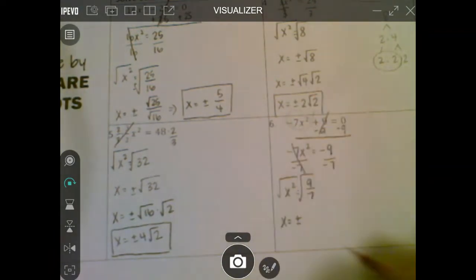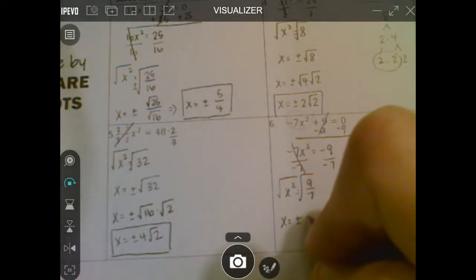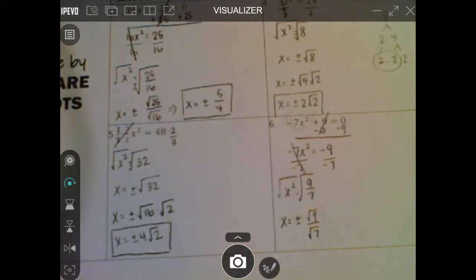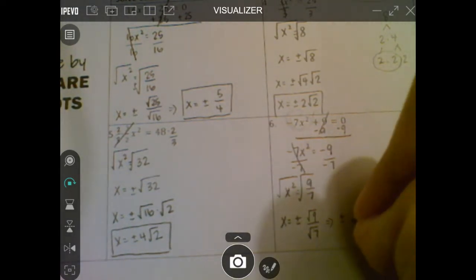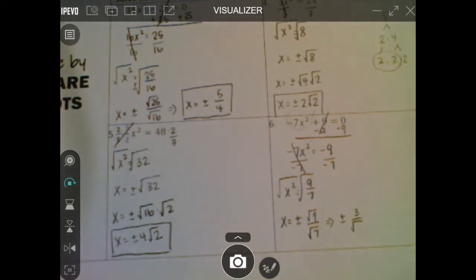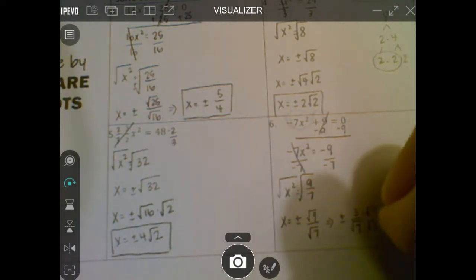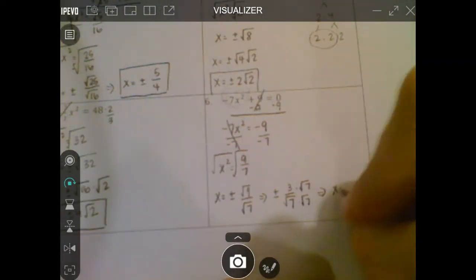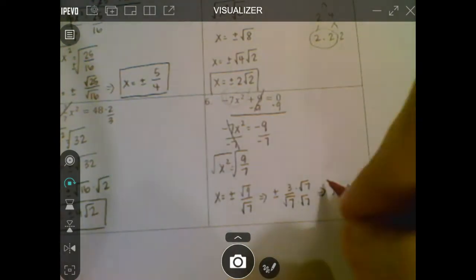This one is a little bit like example 3 when we had the square root here. What I can do is go ahead and split up the root into a square root of 9 over a square root of 7. Square root of 9 is just 3. I can't take the square root of 7. I would just have to leave that because that's not a perfect square. But I would need to rationalize this because I can't leave that root in the denominator. So if we rationalize that, our solutions here end up being x is equal to plus or minus 3 root 7 in the numerator, and then 7 in the denominator.